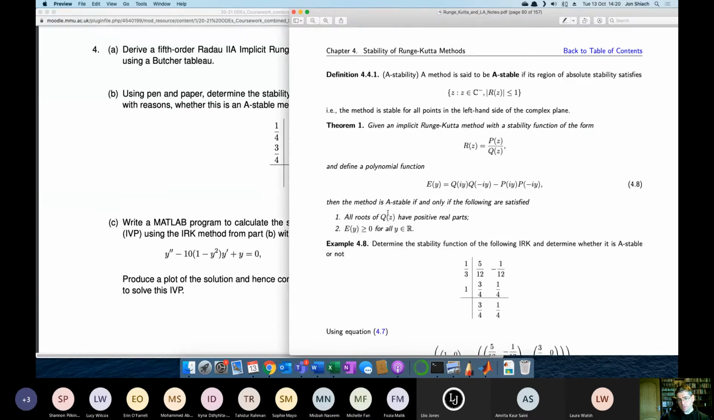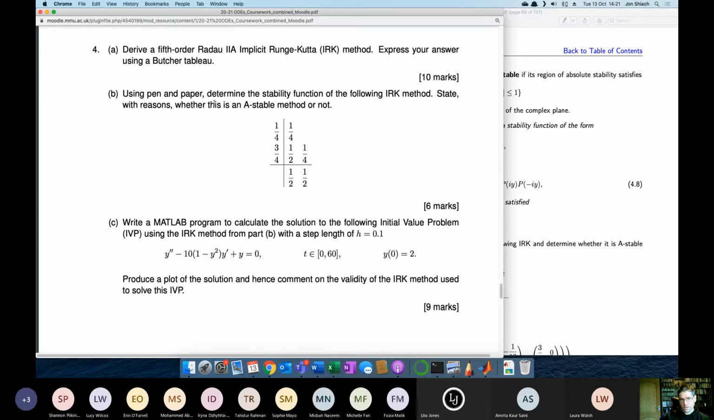So to be A-stable, the roots of your denominator have got to have positive real parts, and this function here, which is made up of the numerator and denominator of your stability function, has got to be greater than or equal to 0 for any real number y. And if that's the case, we can say that's an A-stable method.